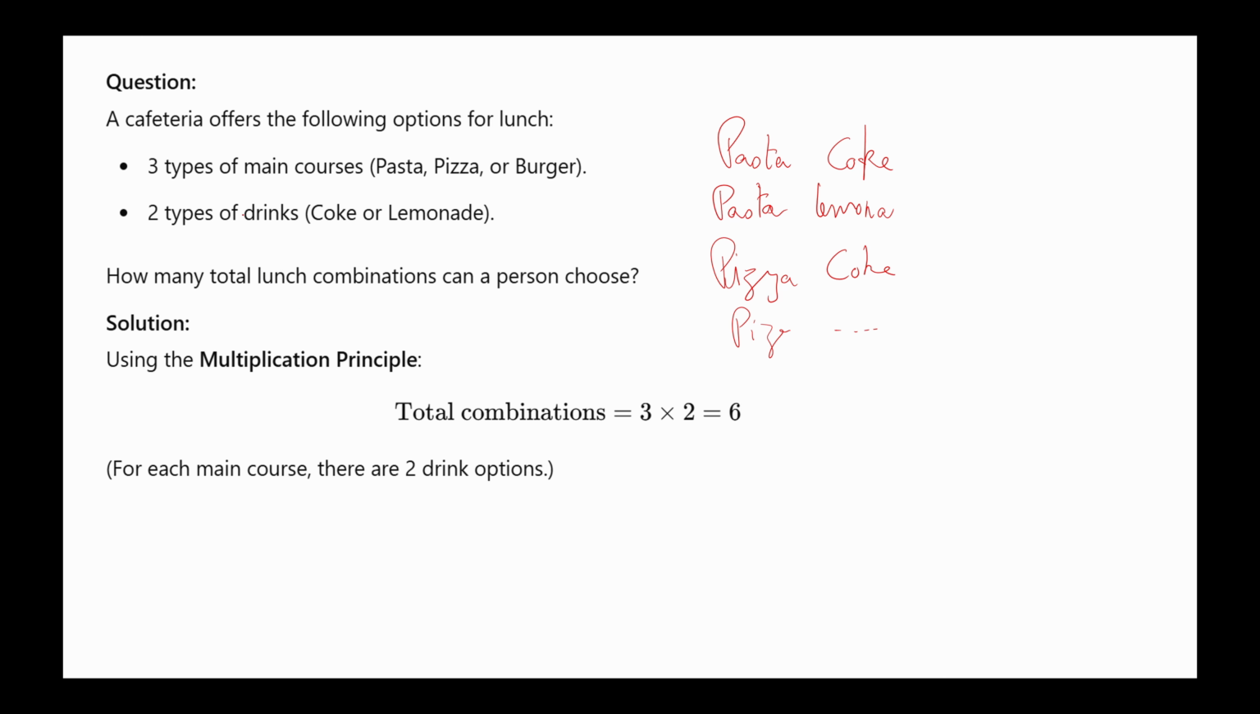So if I have 3 choices here and I have to choose one from this one as well, my total combinations would become 3 into 2, that is 6. For each main course, there would be 2 drink options, of course. So that is how your logic basically justifies this multiplication principle.